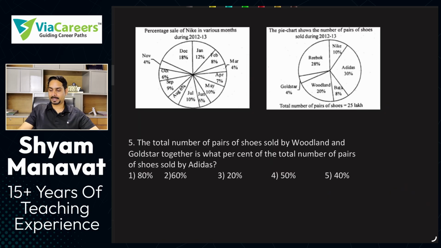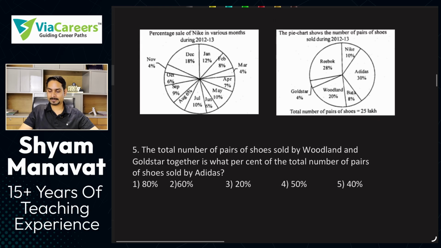Try this out. So here again we have the same data. This time the question is: the total number of pairs of shoes sold by Woodland and Goldstar together is what percent of the total number of pairs of shoes sold by Adidas. Okay, so what do we need to find out? We need to see if you understand the percentage part well. So we need to calculate Woodland plus Goldstar is what percent of Adidas, into 100.